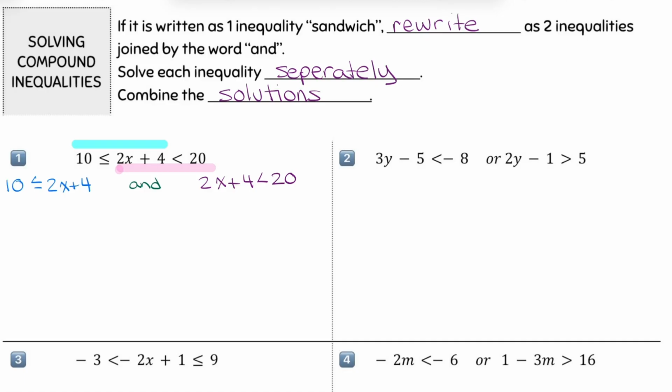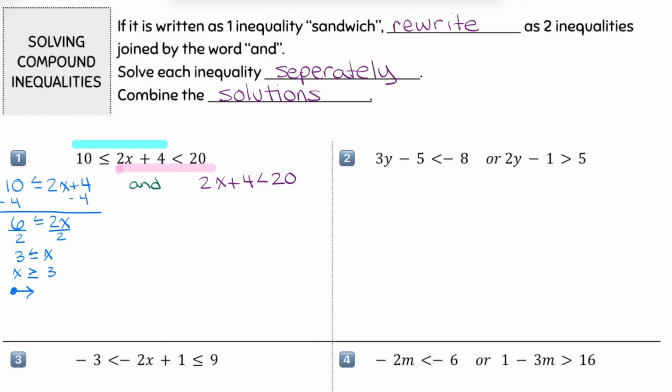In our one on our left, we are going to subtract 4 from each side. 10 minus 4 is 6, is less than or equal to 2x. I'm going to undo multiplication by dividing. I have 3 is less than or equal to x. Again, sometimes I like to rewrite this. I'm going to put x on the left, 3 on the right. It is pointing towards the 3, so I'm going to keep it pointing towards the 3. And that one is going to be filled in going to the right.